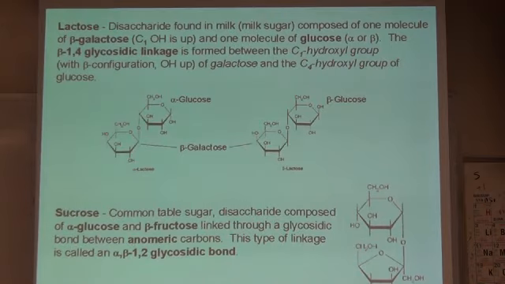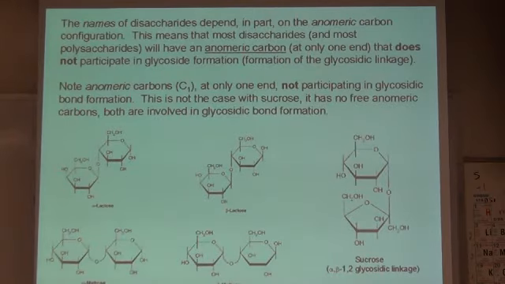Does everybody see that? All right? There's not a whole lot here, but what's here is important. Anomeric carbons, chiral carbons. And here they are. We can't do alpha and beta sucrose, which is just what we just talked about. It doesn't have a free anomeric carbon.